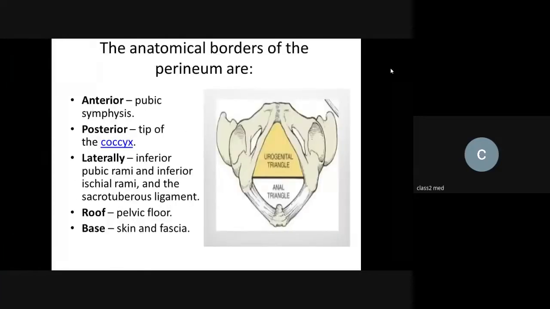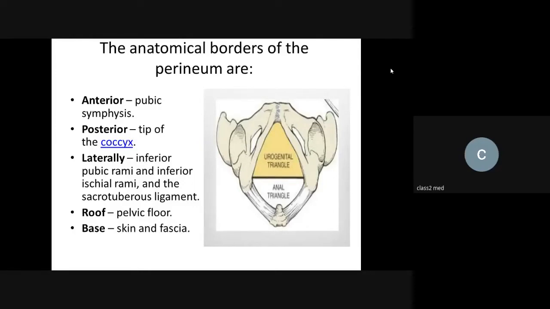The anatomical borders of the perineum. Anteriorly is the pubic symphysis. Posteriorly, the tip of the coccyx bone. Laterally, the inferior pubic rami, the inferior ischial rami, and the sacrotuberous ligament. The roof is the pelvic floor, and the base is the skin and the fascia.